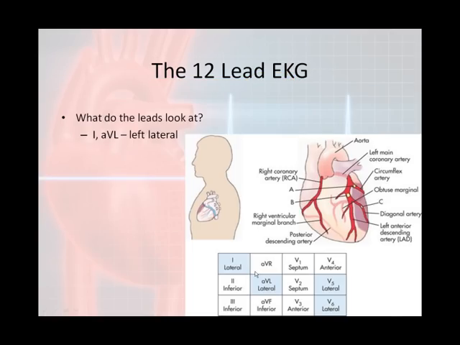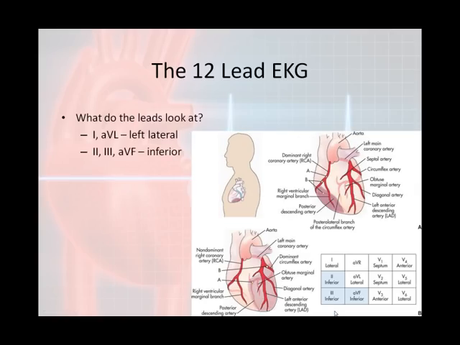So now what do the leads actually look at? Leads 1 and AVL, V5, and V6. If you're looking at a standard 12 lead, lead 1 and AVL are your lateral, and V5 and V6 are your lateral. They're always going to be located right there. Leads 2, 3, and AVF, of course, are looking at the inferior wall of the heart. All three of those leads are going to be located in the lower left corner of the 12 lead, and they are connected, 2, 3, and AVF.